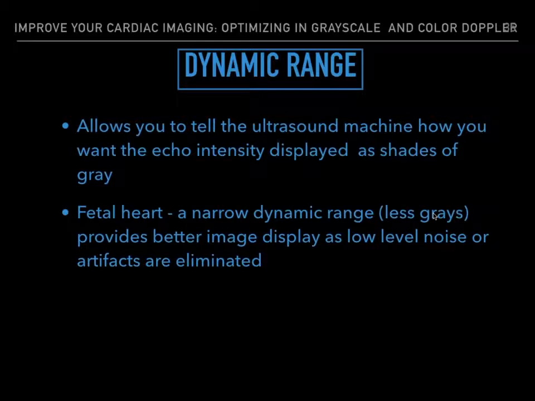Dynamic range. So dynamic range allows you to tell the ultrasound machine how you want the echo intensity displayed as shades of gray. So a wide dynamic range introduces more shades of gray into an image, whereas a narrow dynamic range results in a more black and white. So when evaluating the fetal heart, a narrow dynamic range, less grays, provides better image display as low-level noise or artifacts are eliminated.